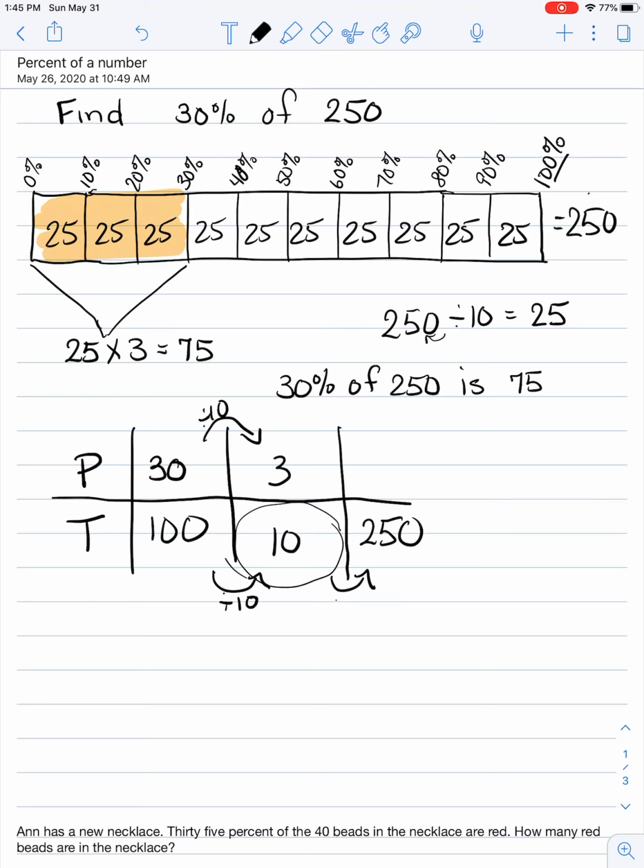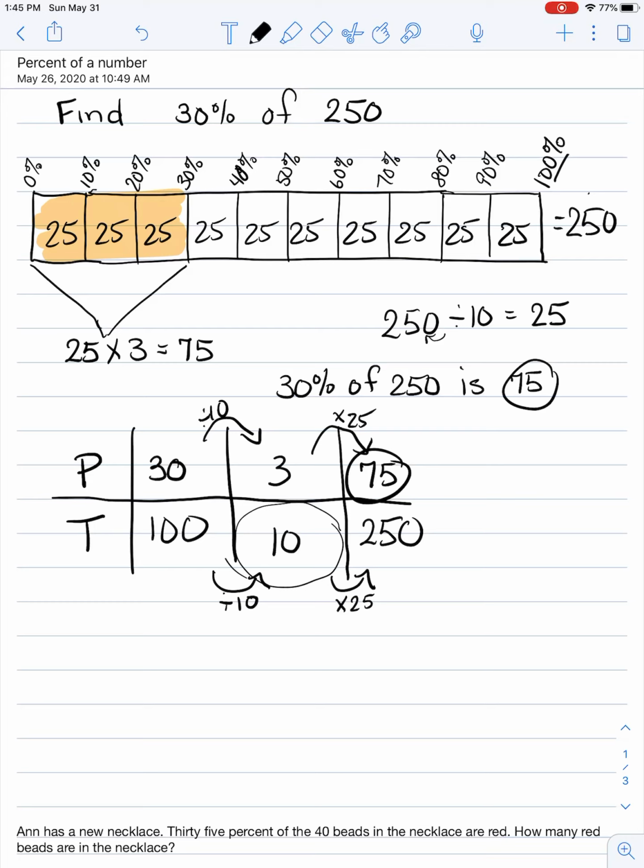Now, how do I get from 10 to 250? I have to multiply by 25. And you can see when I multiply 3 by 25, I'm going to get 250. Oops, no, I'm not. I'm going to get 75. Okay, and so here we see that the methods give the same answer.